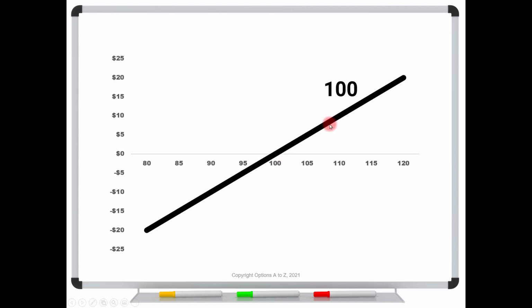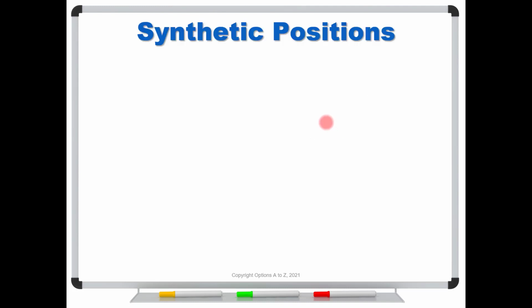So now we can figure out synthetic positions. So here's the formula. We're going to take our long call that we talked about. We're going to add a short put. That's what we visualized. And those two pieces give us long shares of stock. So once we have this formula, we can figure out any of them just using some algebra.